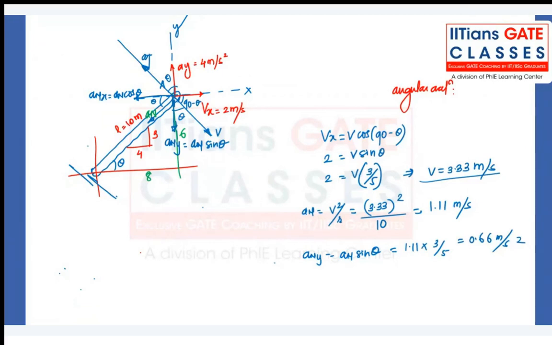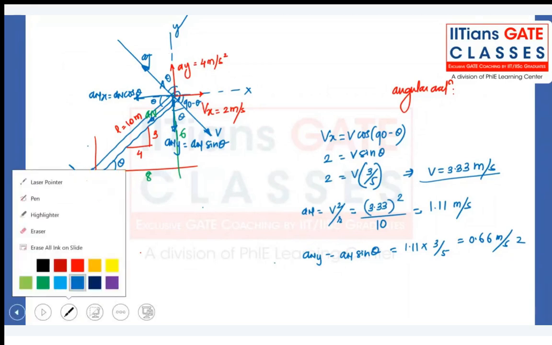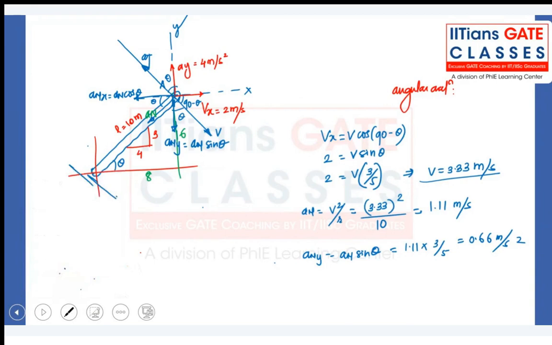Similarly, the AT will have two components, ATY and ATX. Let me use some purple pen here. Okay, two components of AT, ATY and ATX. What is the component of ATY? Vertical component of AT is ATY, and that is equal to AT cos of theta.